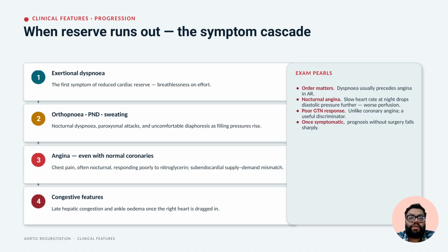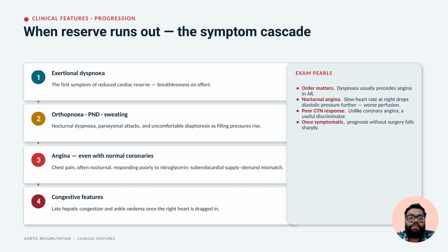Once the ventricle can no longer keep up, symptoms arrive in a fairly predictable order, and knowing that order scores marks. The first thing to fail is reserve, so the earliest complaint is breathlessness on exertion. As filling pressures climb, that progresses to orthopnoea, paroxysmal nocturnal dyspnea, and excessive sweating. Then comes one of the most testable features in all of cardiology: angina in a patient with completely normal coronary arteries. It is classically nocturnal and it responds poorly to sublingual nitroglycerin, two clues that separate it from ordinary coronary angina.